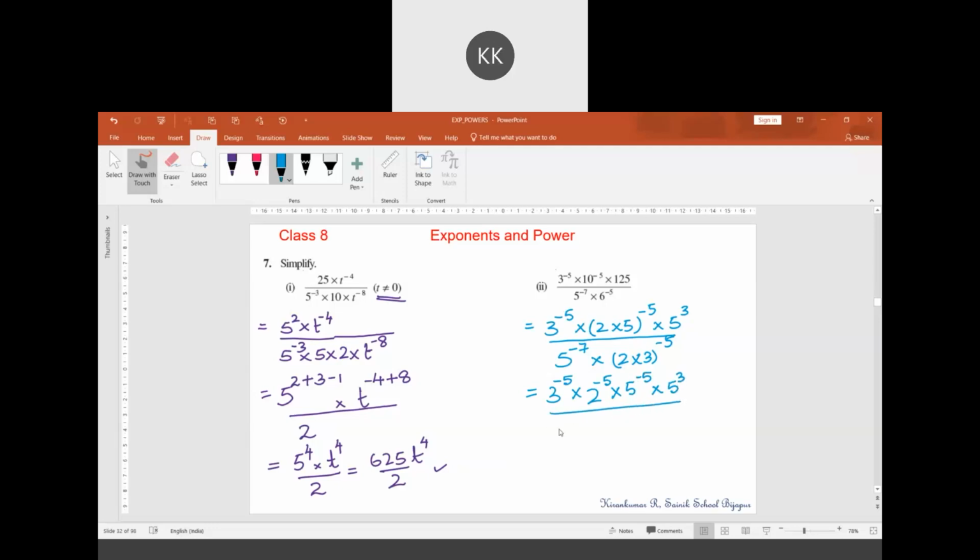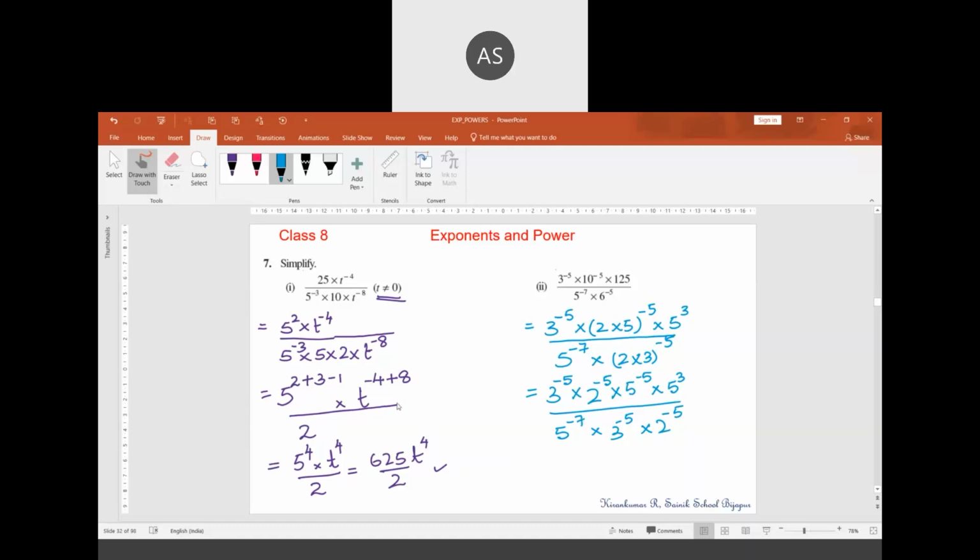divided by 5 to the power minus 7 into 2 to the power minus 7 into 3 to the power minus 7, into 2 to the power minus 5. I have not missed any number here.